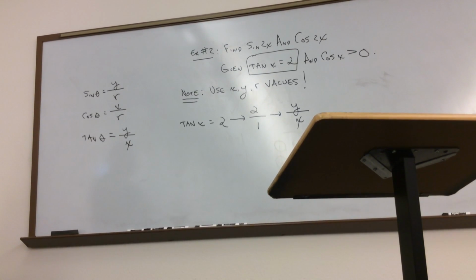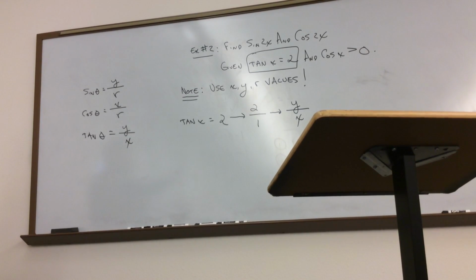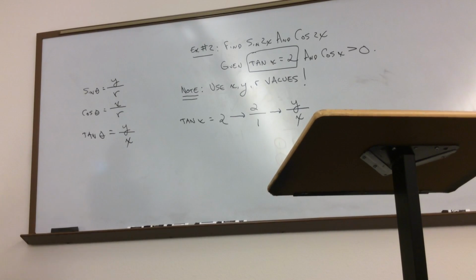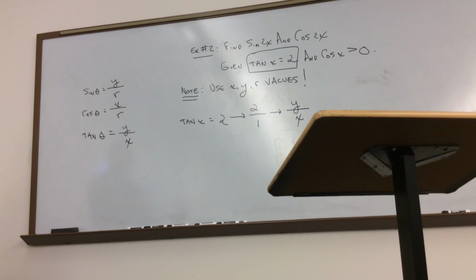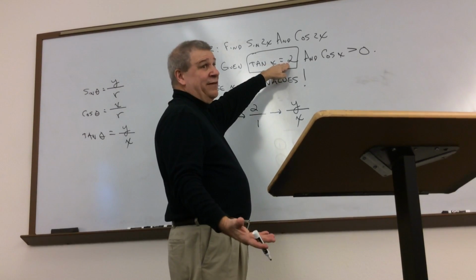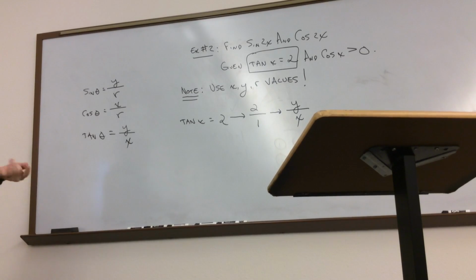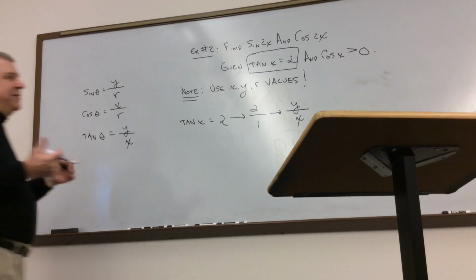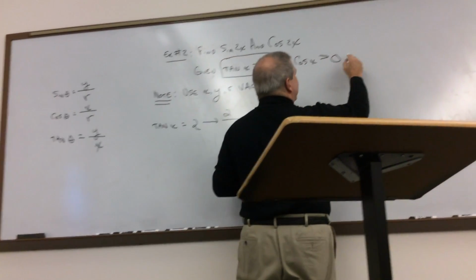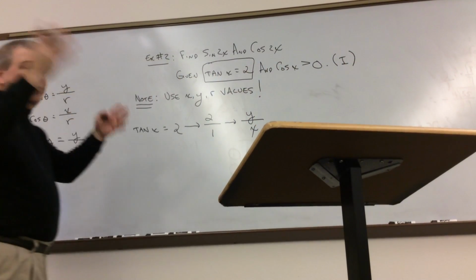What quadrant are you in? Got to know that. You always got to know the quadrant, because that tells you if the signs are positive or negative. Look at what I'm telling you here. It says the tan of x is 2. That's a positive number. It also says the cosine of x is greater than 0. So it's got to be in the first quadrant. That's nice, because that means everything's positive.